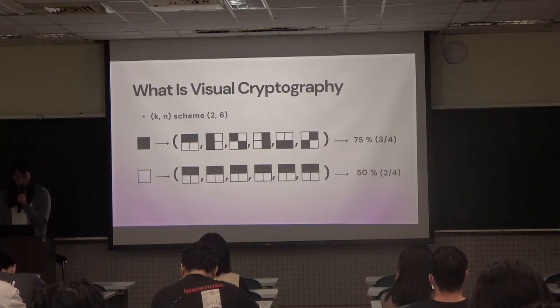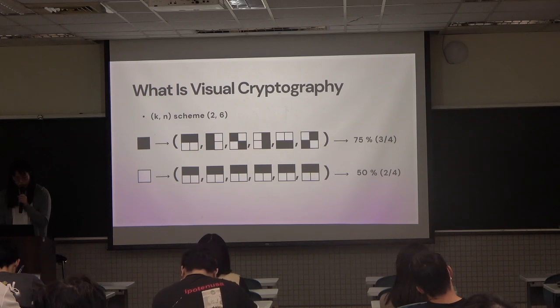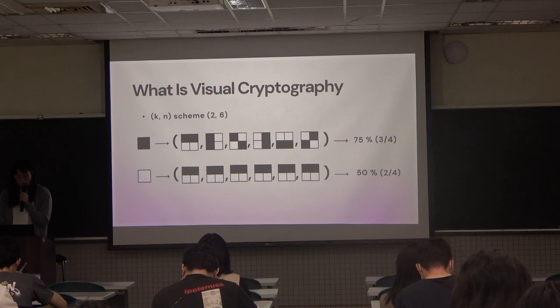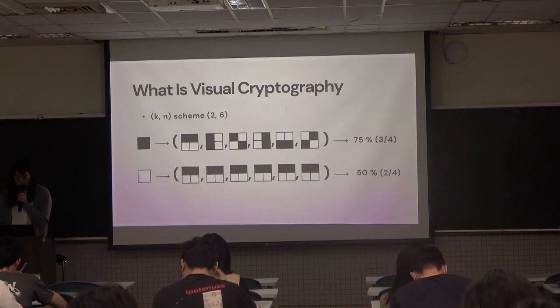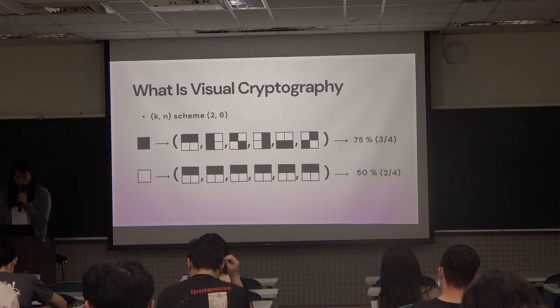If the pixel color of the original image is black, it is encrypted into 6 shares. And if the pixel color is white, then we divide it into 6 identical shares. We distribute the 6 shares to 6 different people, and if we want to decrypt it, we have to find at least 2 holders and overlay their respective shares in a specific order.